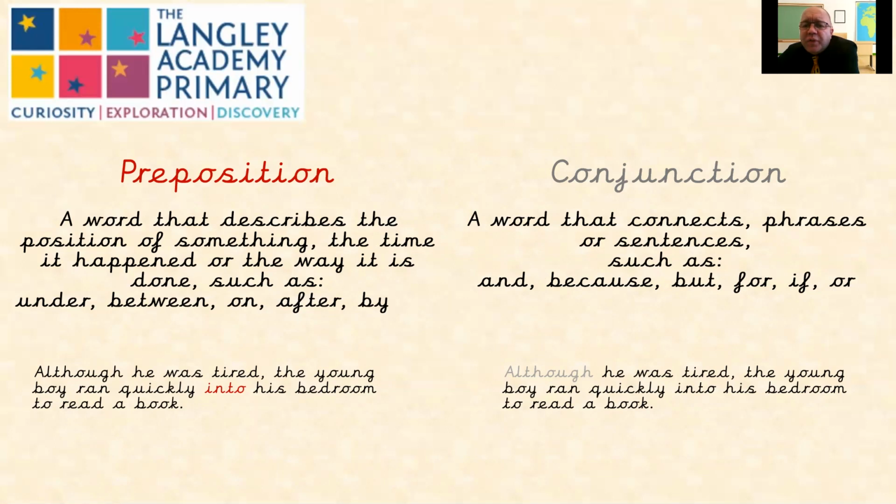Conjunction. Now, this is a word that connects phrases or sentences. Words like and, because, but, for, if, or. You did a recent short writing task for me where we were looking at conjunctions to connect two simple sentences. So these are some of the ones you might have used. Although he was tired, the young boy ran quickly into his bedroom to read a book. Now, although here has been used at the beginning of the sentence, but it could easily be put at the end. So the young boy ran quickly into his bedroom to read his book, although he was tired. So it's still linking the two clauses together.